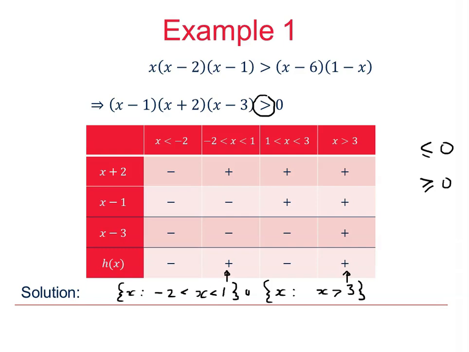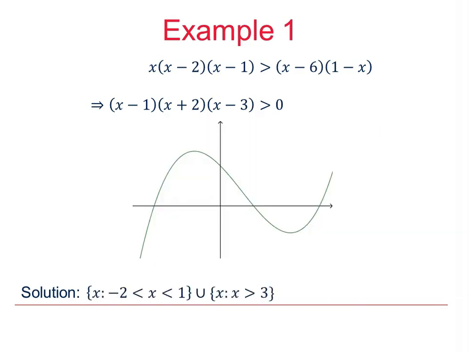For a simple polynomial such as this one, a graph might be useful. So here we see the graph, with the critical values marked on. We've got -2, 1, and 3. Remember, we want the values for which the graph is above the axis. So it starts at -2, going up to 1, not including those values, and from 3 upwards again, not including the 3.